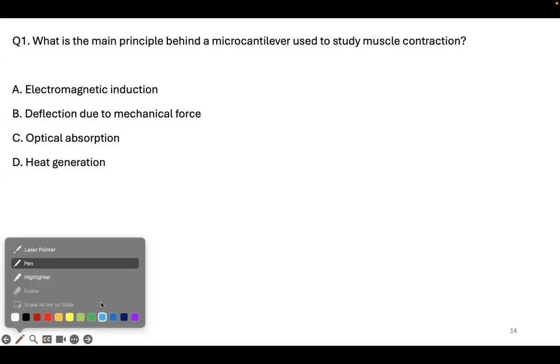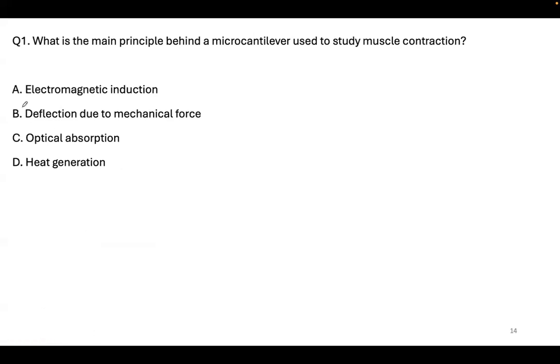So just say A, B, C, D, and it's okay if you're wrong, no problem. All right, so we have B here, so that's correct. We talked about that this is a mechanical force which causes the deflection.